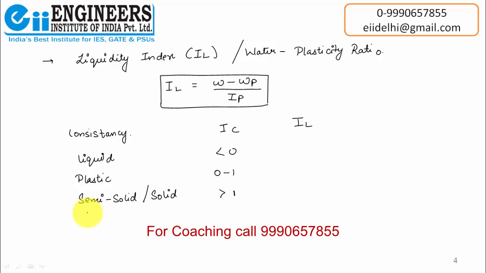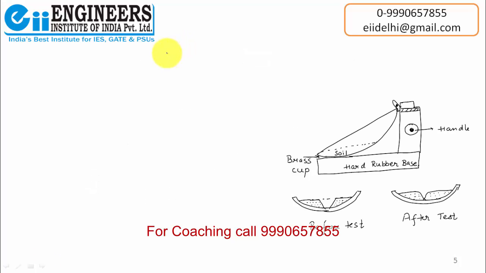In the same way, this liquidity index is kind of opposite to consistency index. So if IL is greater than 1, it behaves as liquid. If it is between 0 to 1, it behaves as a plastic material, and if it is less than 0, it behaves as a semi-solid material. So for a soil in a plastic state, this IL varies from 0 to 1. Well, now the next topic is how to determine these consistency indices. The first is liquid limit determination.